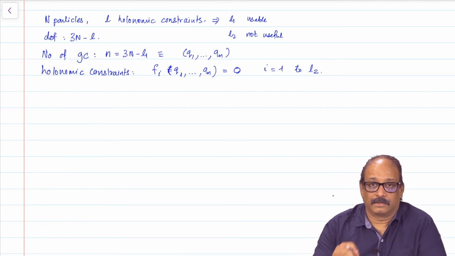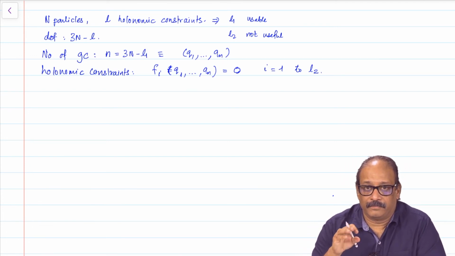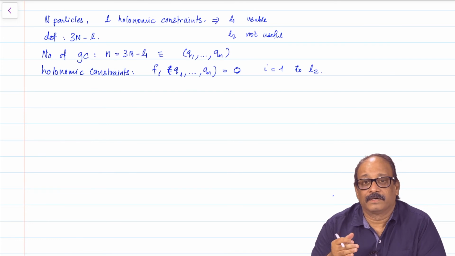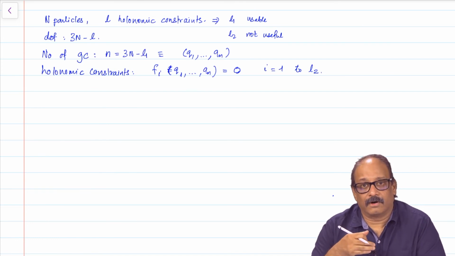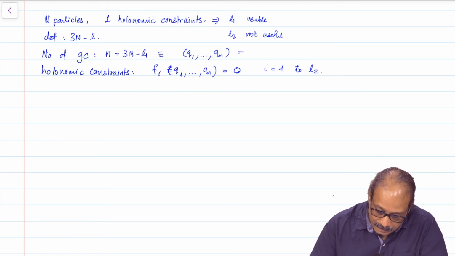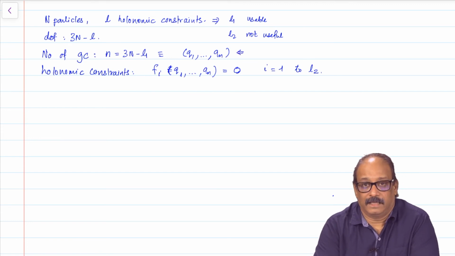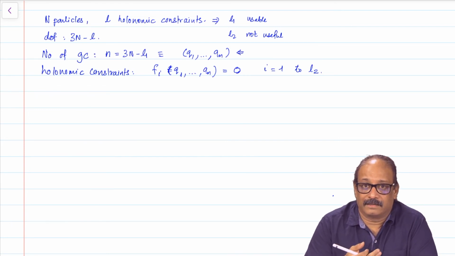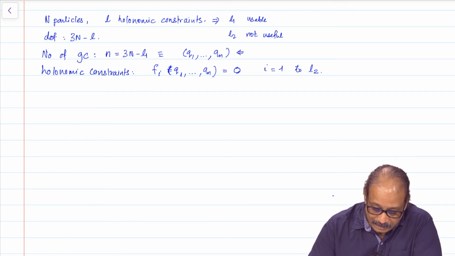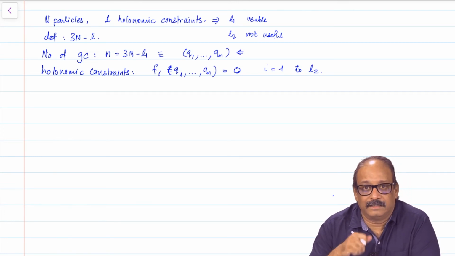So, now we have a problem where we already have generalized coordinates, which are n in number, and in addition I have further L2 constraints. All these coordinates here are not independent of each other. There are some constraints which we have not used, and they will in fact bind or relate these coordinates.